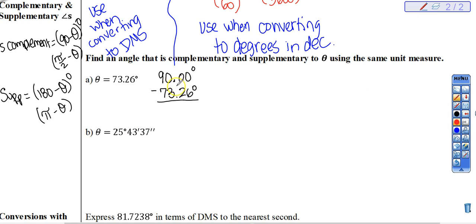So how do I subtract this by hand? I don't have my calculator. What do I do? Borrow. You borrow. And you've got to borrow all the way from the tens place here. So we're going to make that an 8, make that a 10, and then we can borrow 1, right? And then we can borrow 1/10, like so. And we get the final answer quickly of 16.74 degrees. So this is the complement.